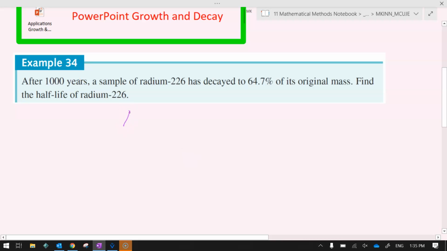You're going to have to define a variable. Let A equal the amount of radium-226. Is that fair enough? What's our equation going to look like? The amount of radium is going to be A naught. Now, it's nice if you can say A naught equals the original amount.